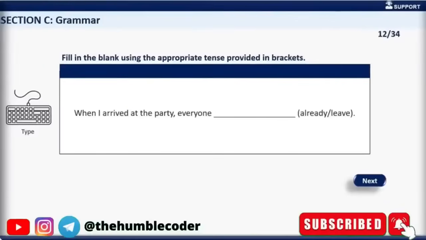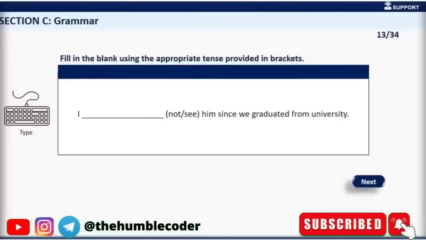Moving on to the next one. When I arrived at the party, everyone dash already leave. Okay, so the correct answer in this case will be, had already left. Okay, so the complete sentence would be something like, when I arrived at the party, everyone had already left. Moving on to the next one. I dash him since we graduated from the university. The correct answer in this question is going to be, I have not seen him since we graduated from the university.